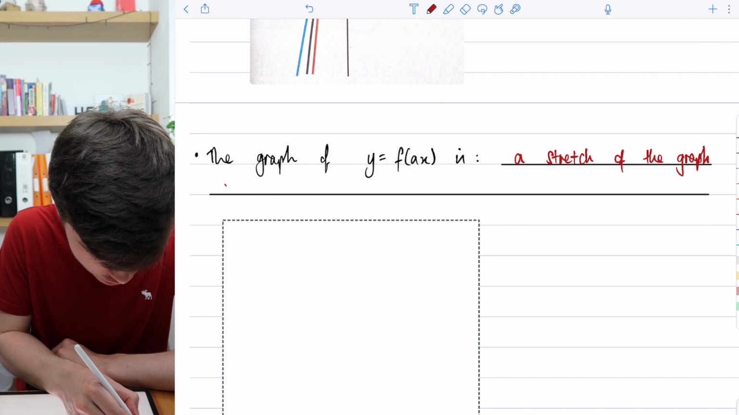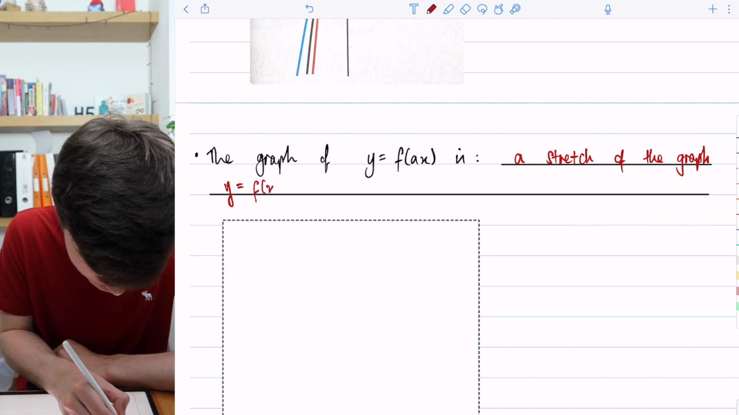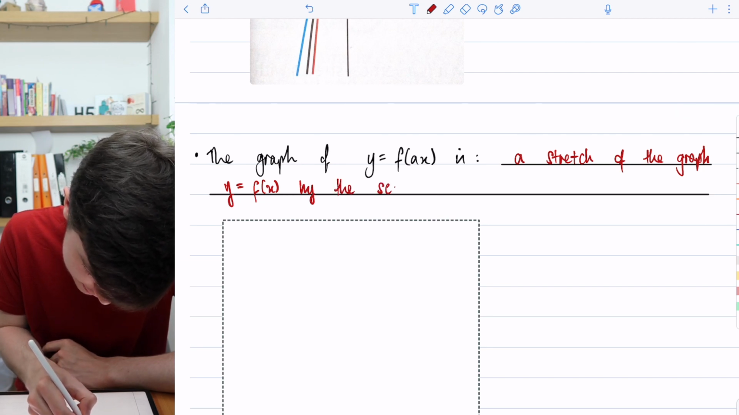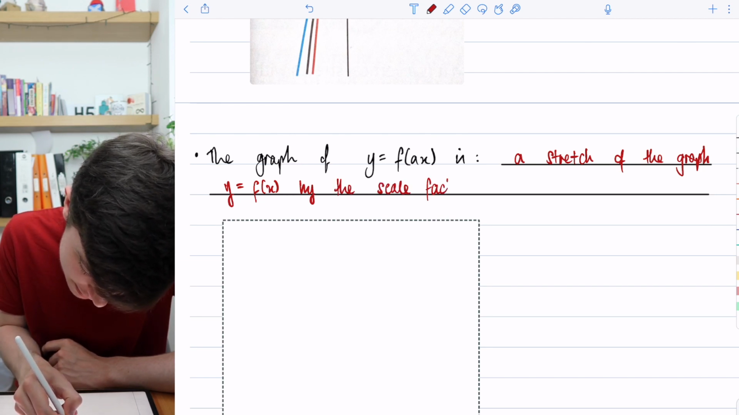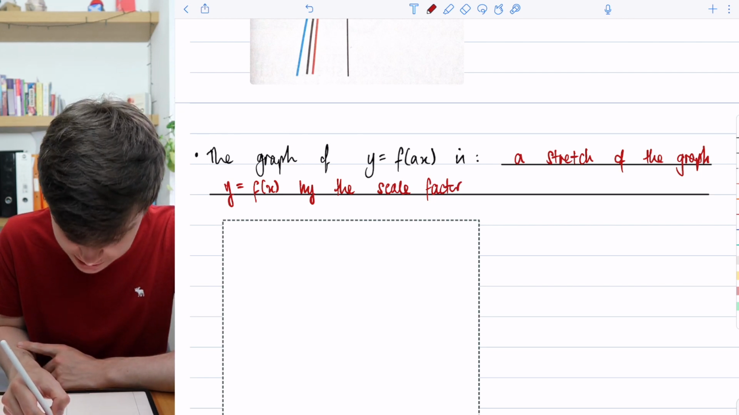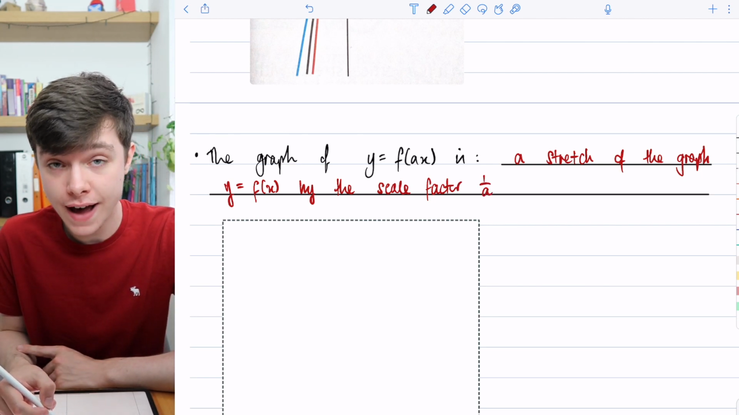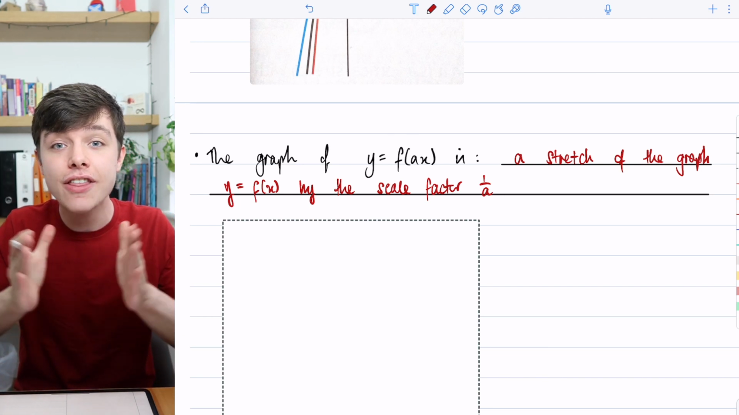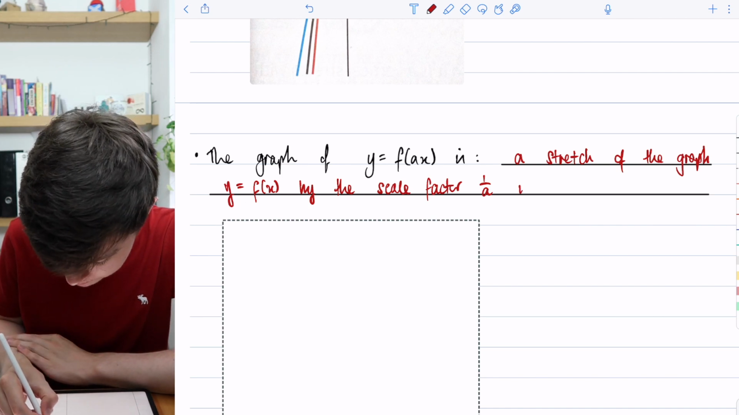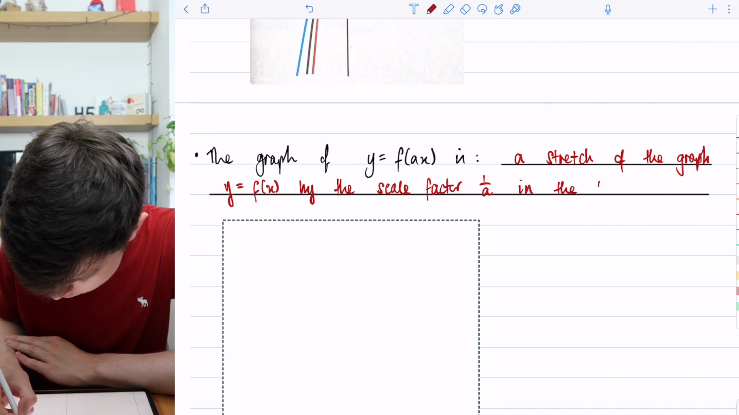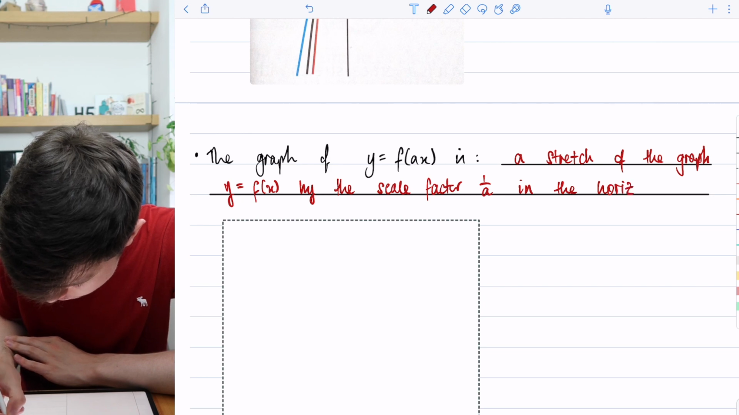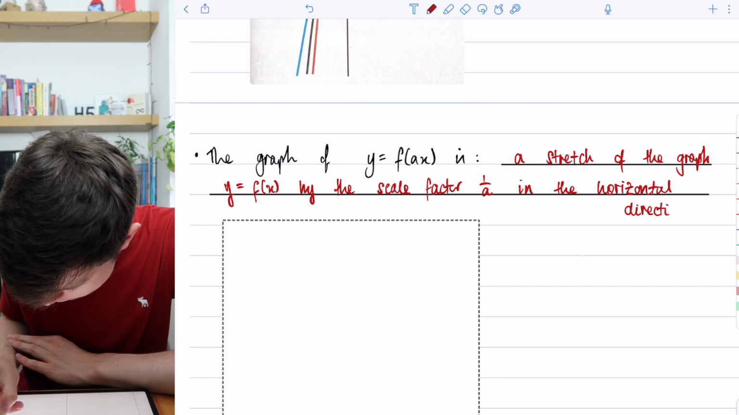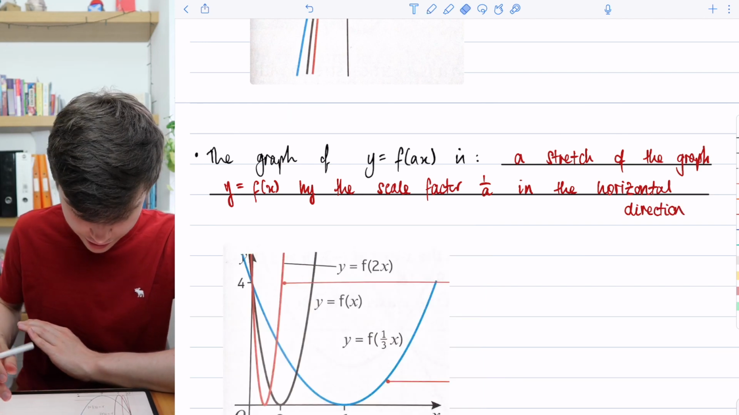So the original graph is just y equals f of x, that function, by the scale factor, and it's a little bit different here. It's not by the scale factor a, it's by the scale factor 1 over a. And it's not in the vertical direction, so up and down, it's in the horizontal direction. So we'll write that on here, in the horizontal direction. So let's have a look at that with an image.